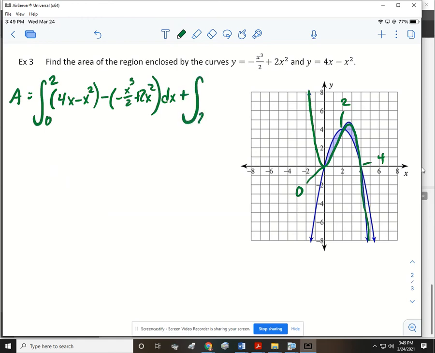Right, and to that, I'm going to add the other integral. This one is going to go from 2 to 4. This time, the cubic is the upper, and then the lower is the quadratic one. I technically should have those in braces too.